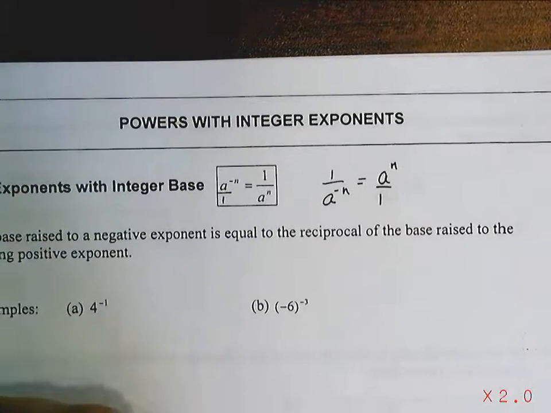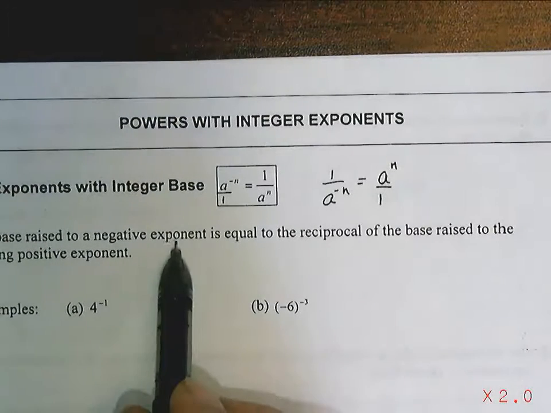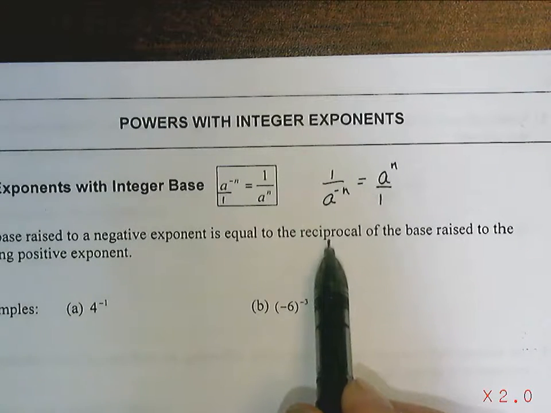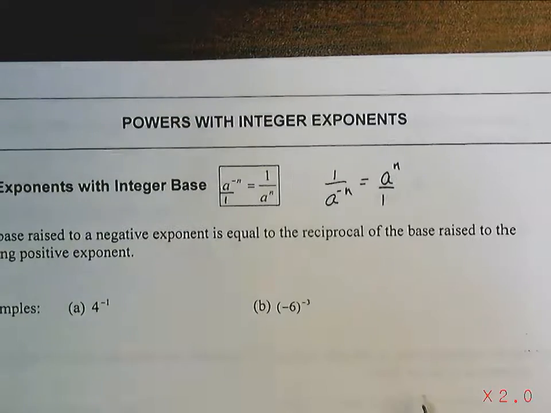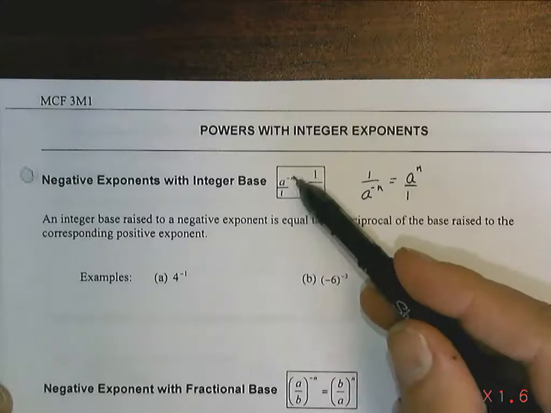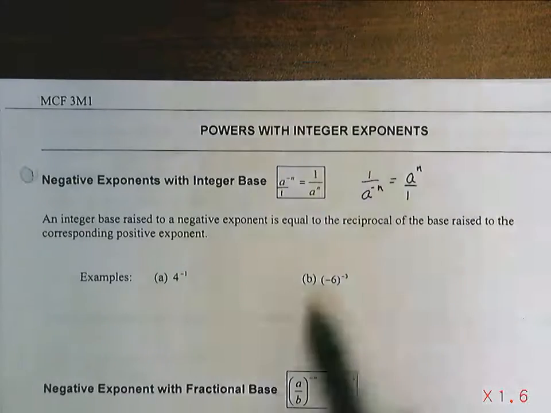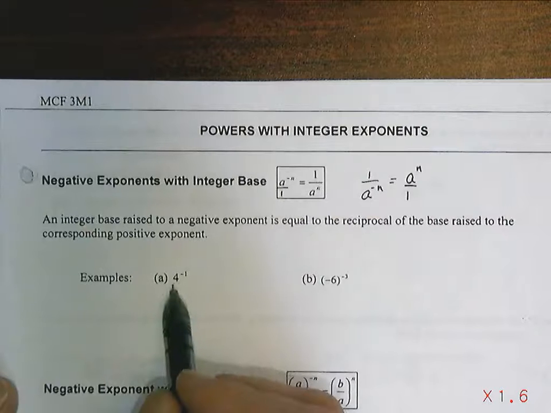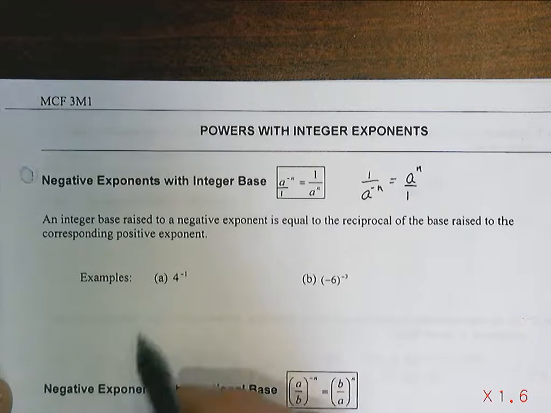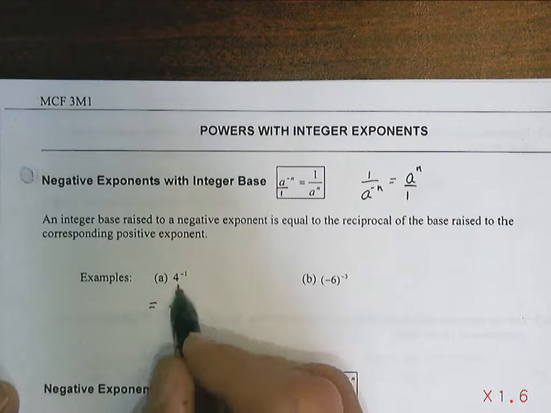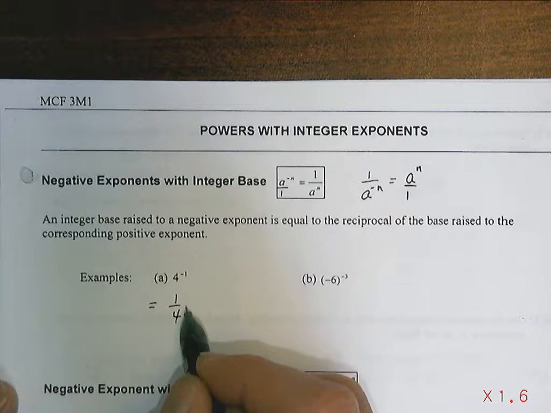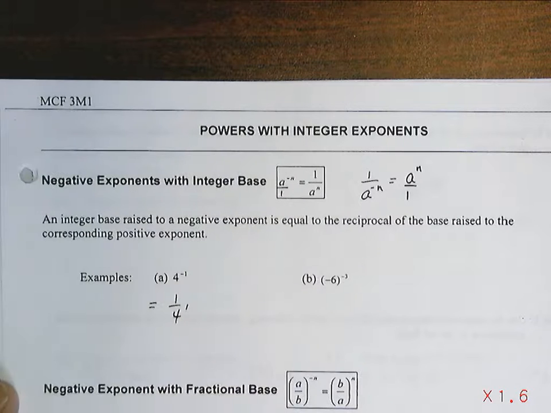So an integer base raised to a negative exponent is equal to the reciprocal of the base raised to the corresponding positive exponent. That's really complex wording to say what I said. If it's negative in the top, it's positive in the bottom. So this is what it's saying. There's an integer base, 4, it's an integer, raised to a negative exponent, is equal to the reciprocal. The reciprocal of 4 is 1 over 4 to the same positive exponent, which is 4 to the 1.